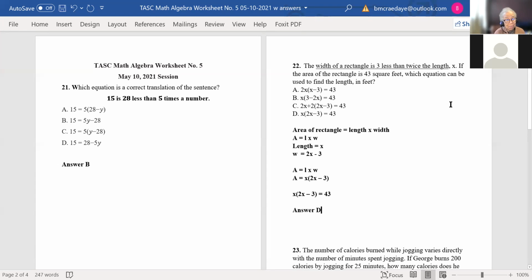Yeah, because you knew the area of a rectangle was length times width. They gave you the length as the variable x. And the width, you translated that correctly: 3 less than, 3 subtracted from 2 times the length. That's what twice the length means, multiplication. Then you just substituted in for the length, x, the width, 2x minus 3, and the area, 43 square feet. So x times 2x minus 3 equals 43. Answer D. Now, Maureen, let's go a step further.